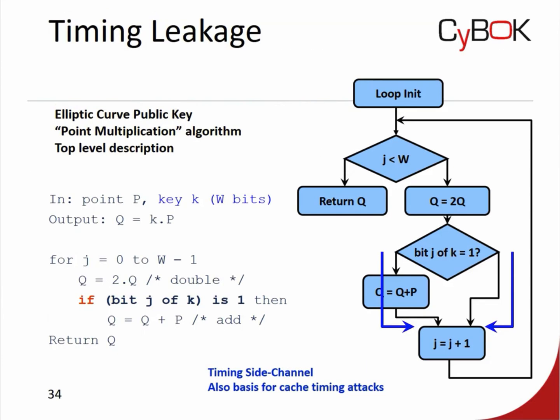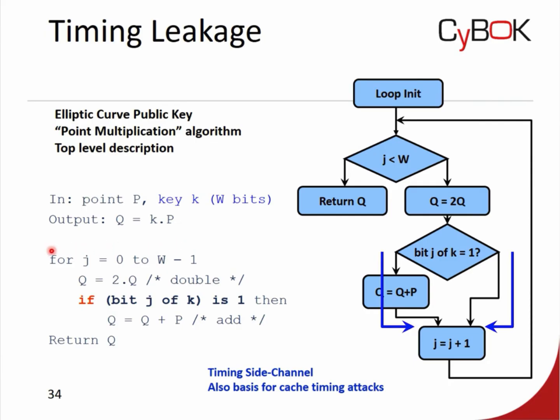And now I want to explain to you why you see this difference happening, and I want to illustrate that here with this timing attack. This is the top level view of what's called an elliptic curve public key point multiplication algorithm. It's a top level description. As input you have a public point P, and you have a secret key K. This secret key is W bits wide. And the output is going to be K times this point P, so point P added to itself K times.